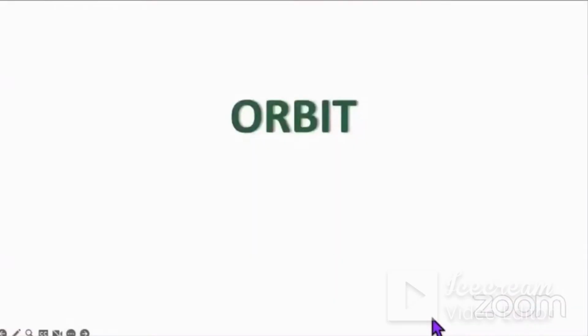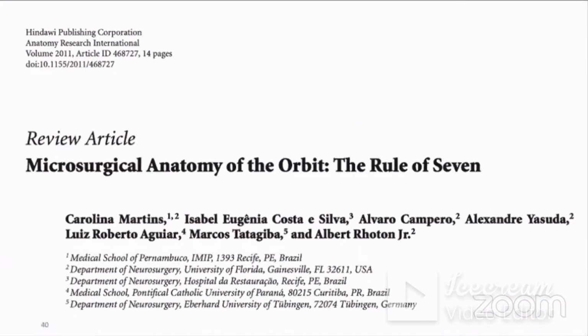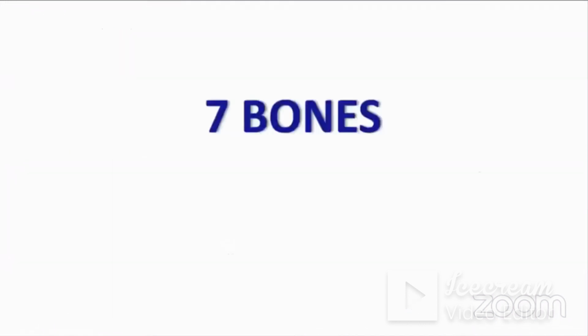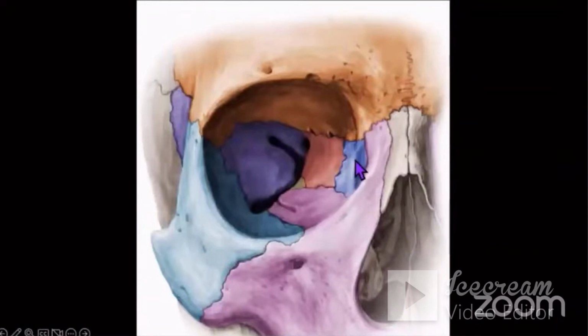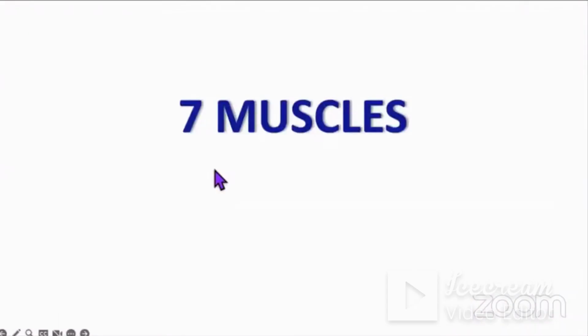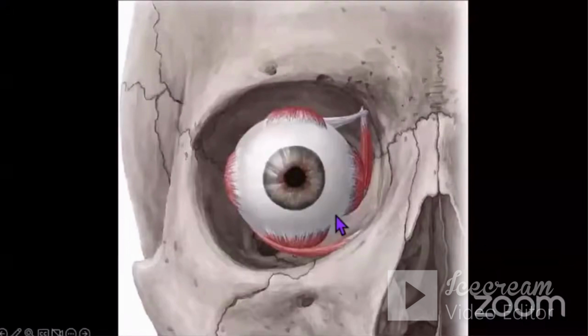Sorry. In relation with the orbit, we published this with the idea of Professor Rhoton some years ago about the rule of 7. Why? Because we have 7 bones in the orbit. We can see the bones: the maxillary, the lacrimal, ethmoid, palatine, sphenoid, frontal, and zygomatic. Also, we have 7 muscles in the orbit, the 4 rectus, the superior and inferior oblique are 6, and the 7 is the levator palpebrae muscle.